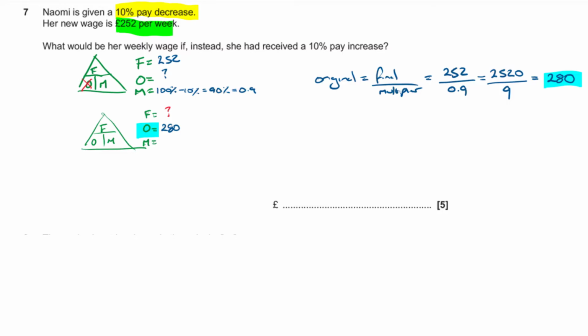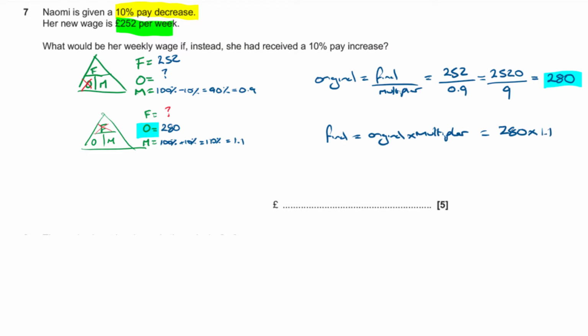And the multiplier this time, 10% pay increase. 10% increase, if you've got 100% and you add on 10%, that's 110%, which as a decimal is 1.1. So that's going to be my multiplier, 1.1. Okay, so then coming back to the triangle, cover up the thing you want to find. This time I want to find the final. It tells you what to do with the other two. Final equals original multiplied by multiplier. So final equals original times multiplier, and that is going to be 280 times by 1.1.